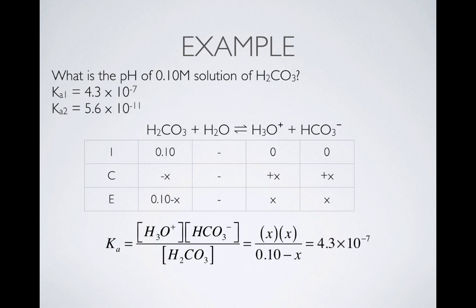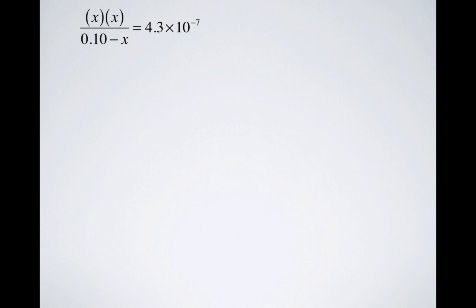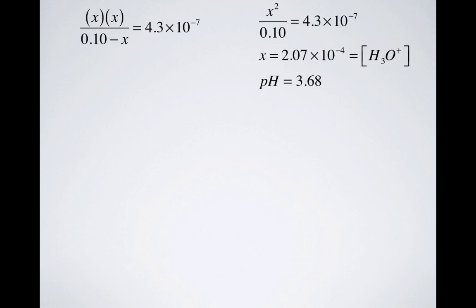So Ka1 is equal to the concentration of hydronium times the concentration of bicarbonate over the concentration of the acid, so products over reactants. We get x times x over 0.1 minus x, just plugging in the values from the equilibrium row in our ice box, and the Ka value there is 4.3 times 10 to the minus 7. So we have x times x over 0.1 minus x is equal to 4.3 times 10 to the minus 7.